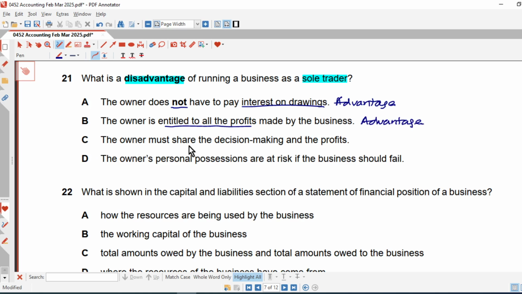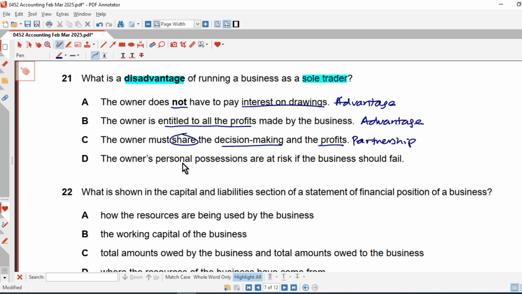The owner must share the decision making and profits. It is a disadvantage, but it's not related to a sole trader. It's related to a marriage, right? A partnership. You gotta share everything, share half of your stuff with your wife. Yeah, that's a partnership. Be careful who you get married to.